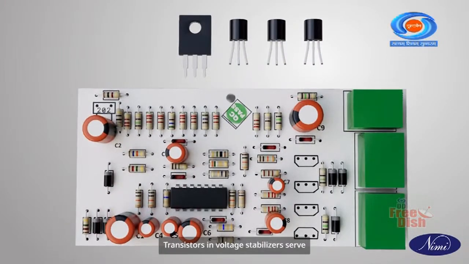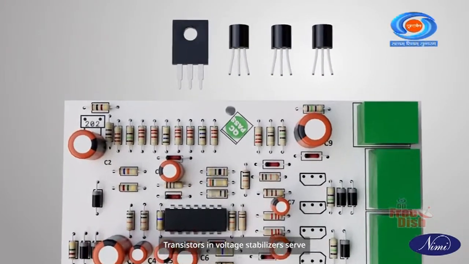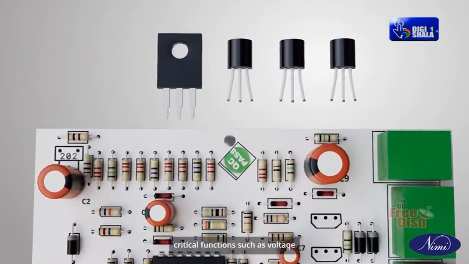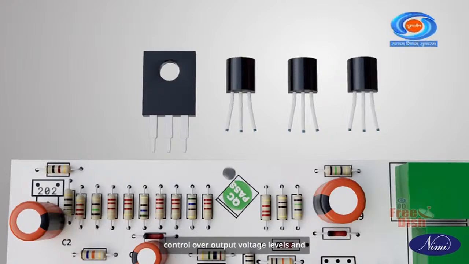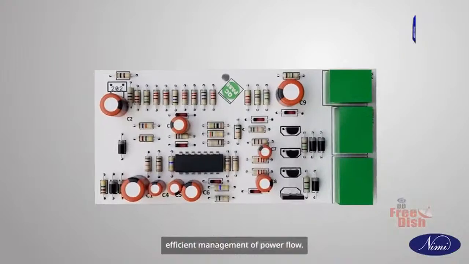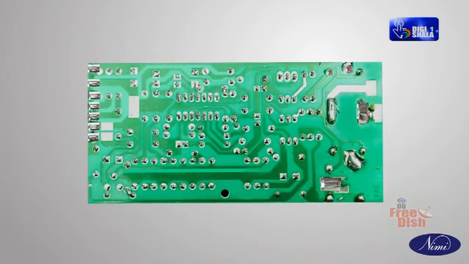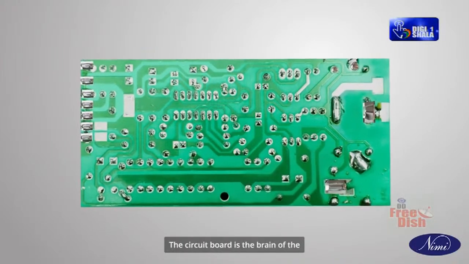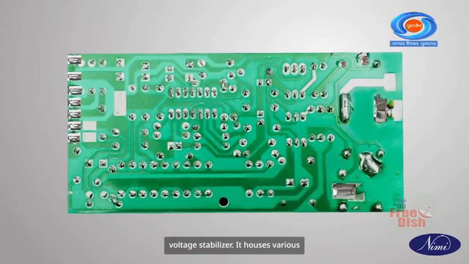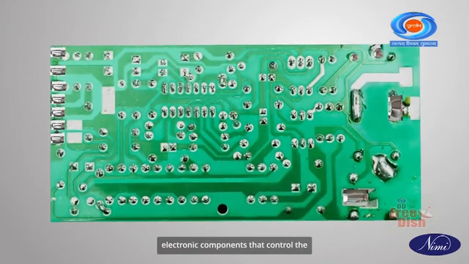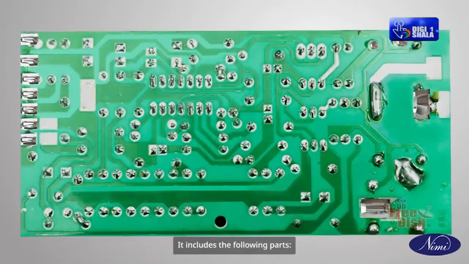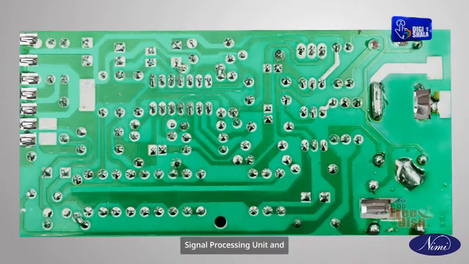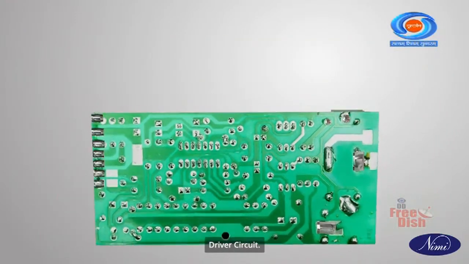Transistors. Transistors in voltage stabilizers serve critical functions such as voltage regulation and switching, enabling precise control over output voltage levels and efficient management of power flow. Circuit board. The circuit board is the brain of the voltage stabilizer. It houses various electronic components that control the operation of the stabilizer. It includes the following parts: control unit, signal processing unit, and driver circuit.